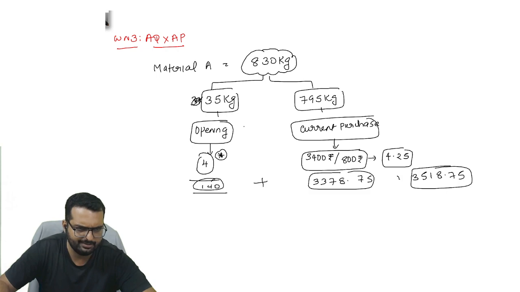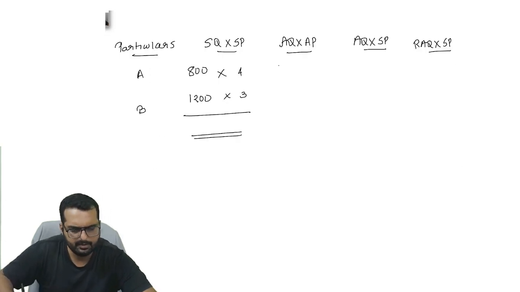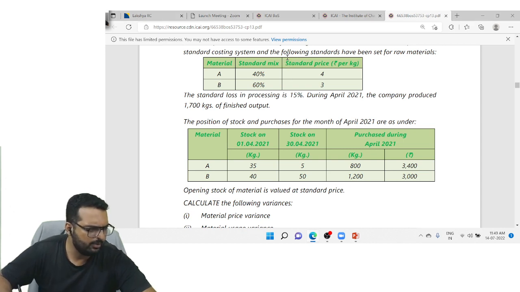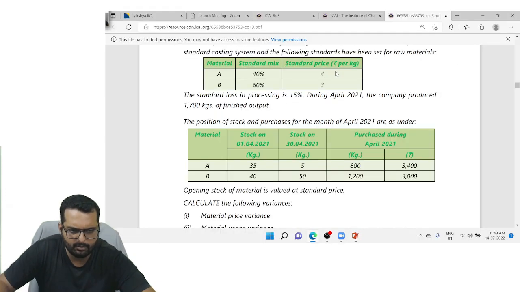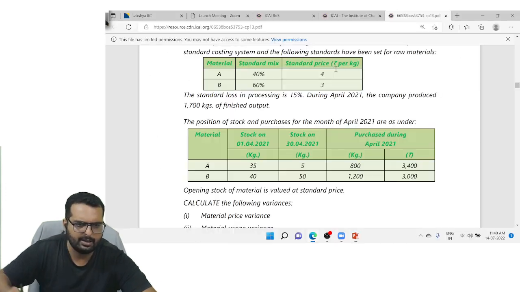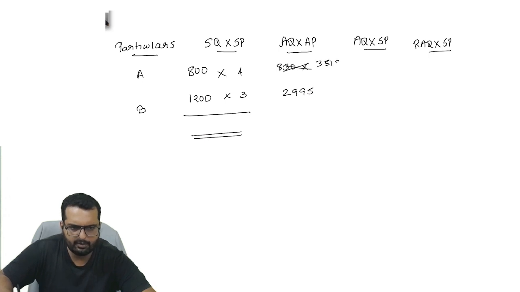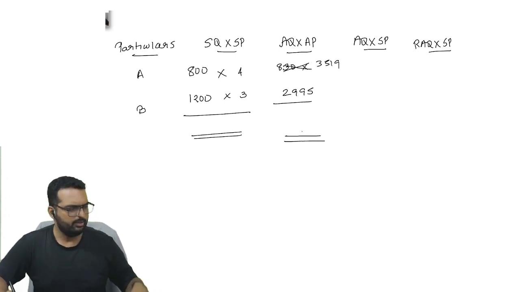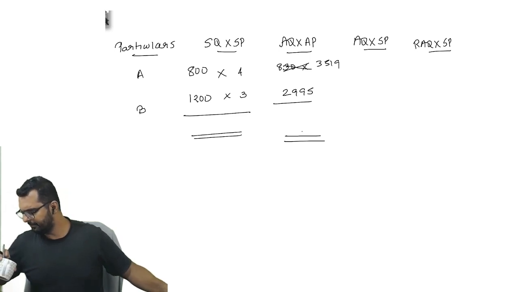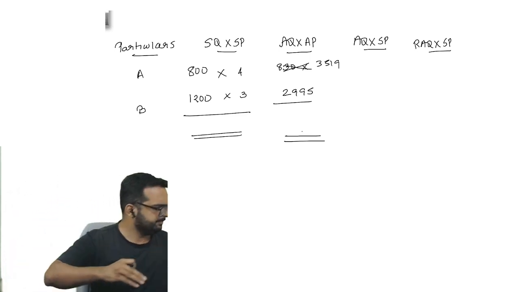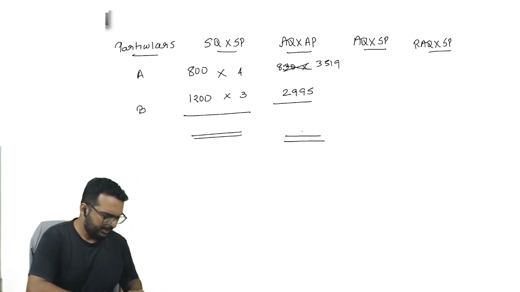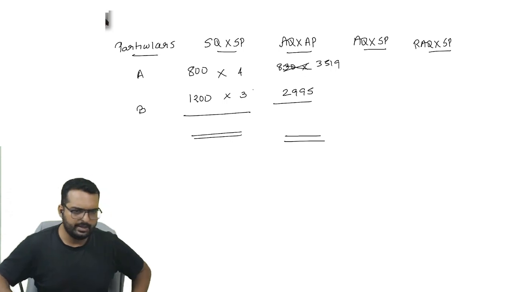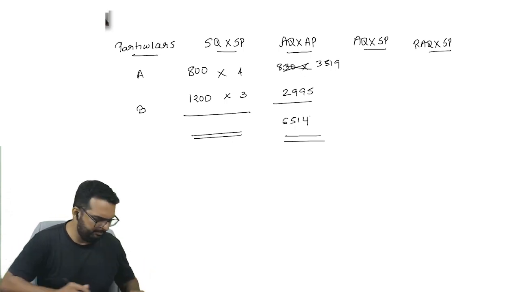AQ we got it over here as 830 kg for the first one. Okay, 830 into some particular price. And what about the second one? We got the total as 2995 over here, right? And for AQ into AP, we got the amount as 3519 approximately. So if I add up these two, what is the gross total that I will get over here, friends? Can you add up and tell me? 3519 plus 2995. Do I get the number as 6514?